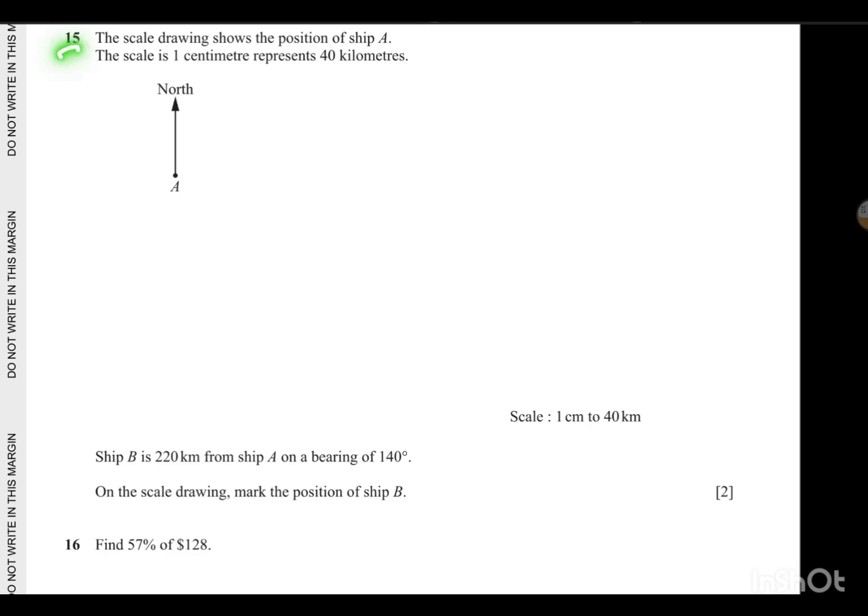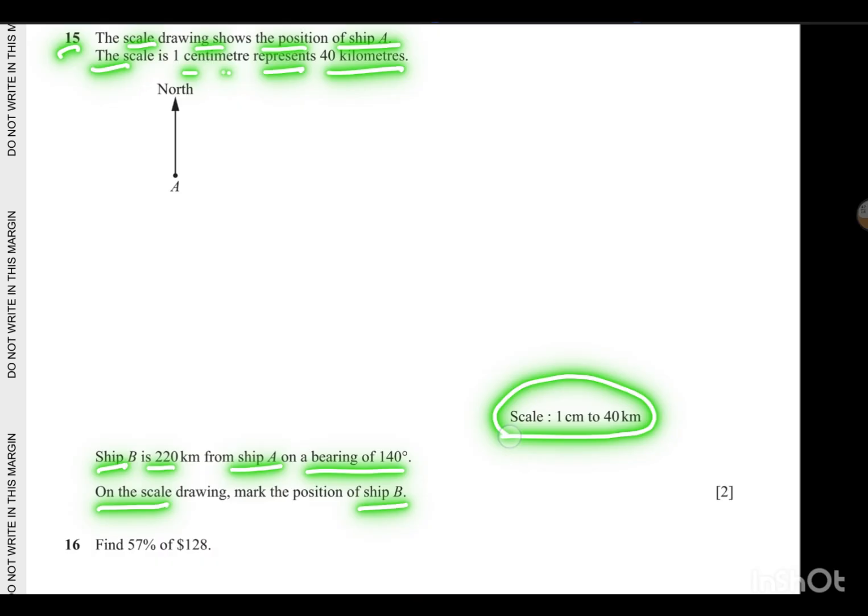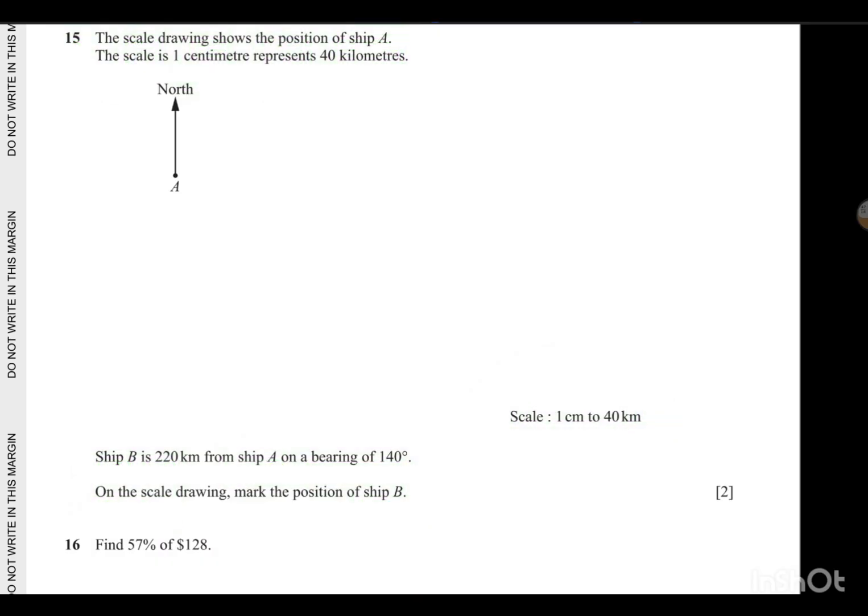Question number 15. The scale drawing shows the position of ship A. The scale is 1 centimeter represents 40 kilometers. Ship B is 220 kilometers from ship A on a bearing of 140 degrees. On the scale drawing, mark the position of ship B. The scale is again given here, 1 centimeter is 40 kilometers. This question I have done again in another app and I have put that video in the description, you can go through.